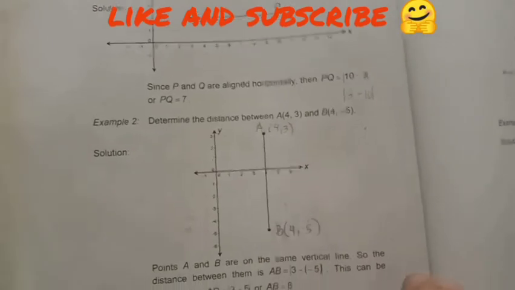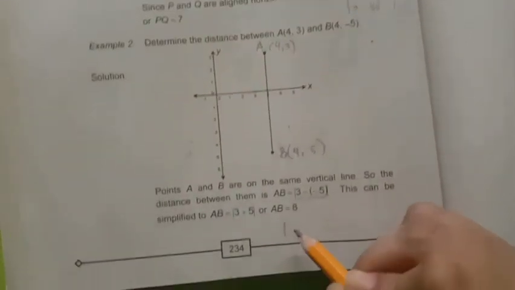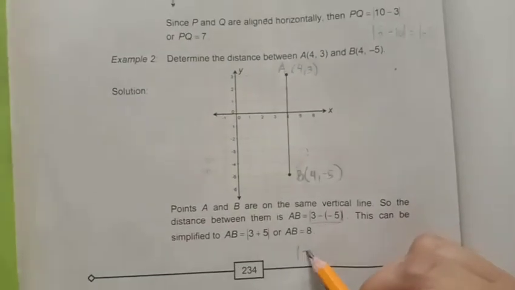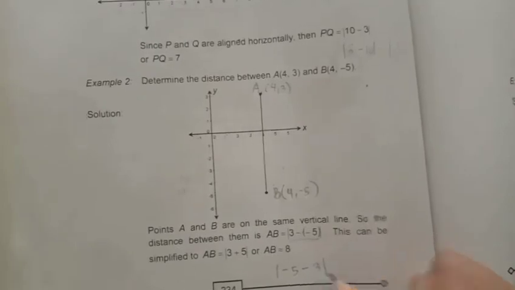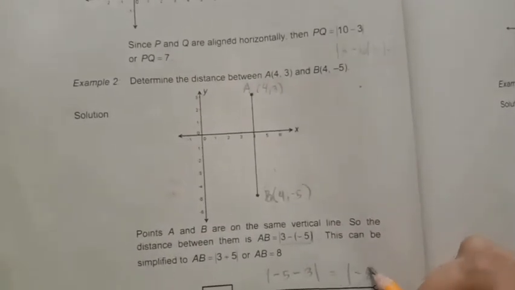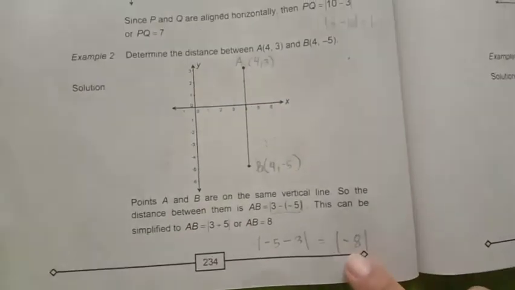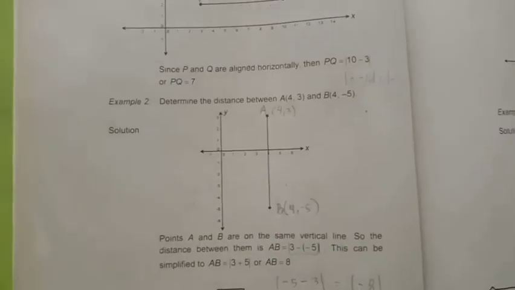Kahit baligtarin natin itong dalawang to, pag binaligtad natin siya, absolute value of negative 5 minus 3. What is negative 5 minus 3? That is negative 8. And what is the absolute value of negative 8? Positive 8. So, walang pinagkaiba kung ano yung i-minus ninyo.